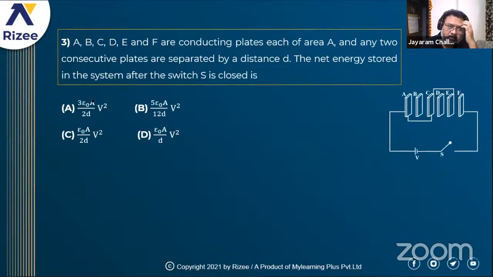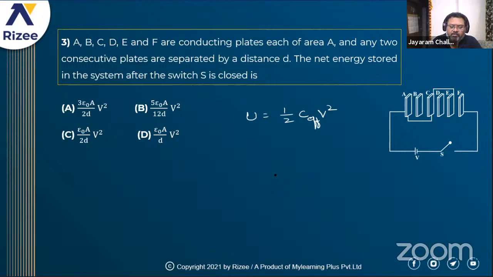Now coming to our third question. So A, B, C is the capacitor condition. A, B, C, D are four conducting plates of area A, and two consecutive plates are separated by a distance of d. The net energy is stored in this one. So energy stored in the capacitor, you can write as U is equal to half C effective into potential, that is V square.